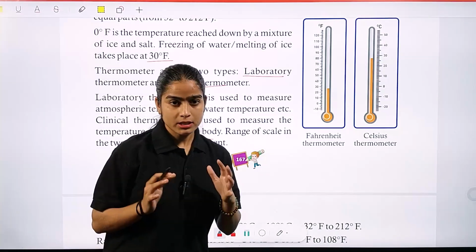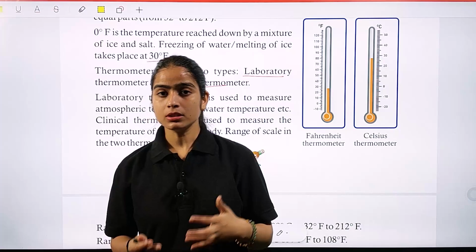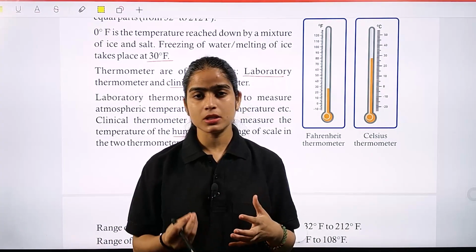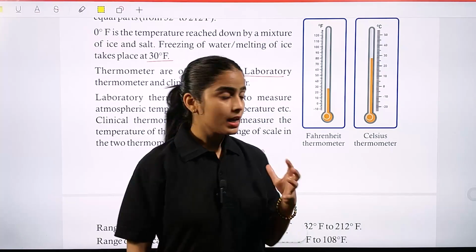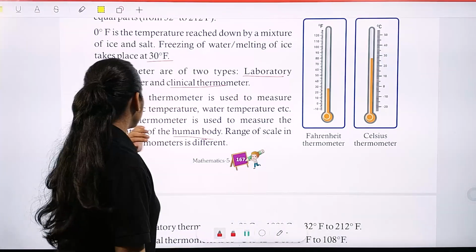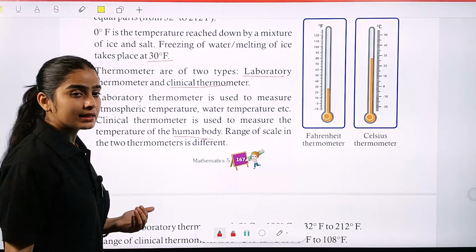So till now we have learned about temperature. To measure the temperature, we are using an object which is called a thermometer. Now thermometers are classified into two types. The first one, laboratory thermometer, and the second one is clinical thermometer.